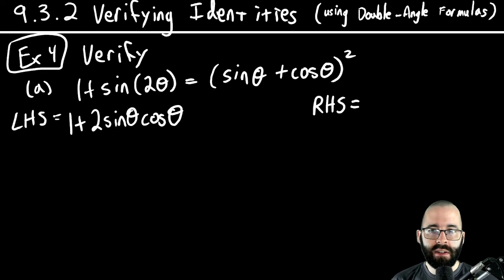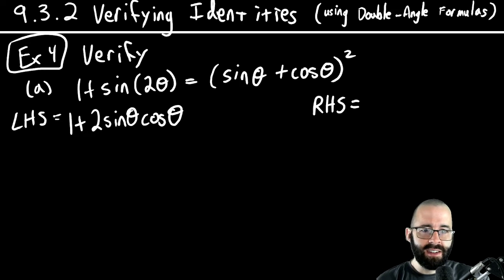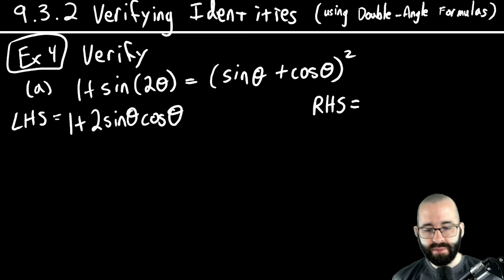But if you don't see it, there are two options. When you're verifying identities, if you get stuck like this and you don't see what to do next, maybe you made a mistake. You can go back and double check your work. We've only done one thing, so that shouldn't take very long. And the second thing is, maybe go to the other side and see if we can work with the other side and make it look more like the left.